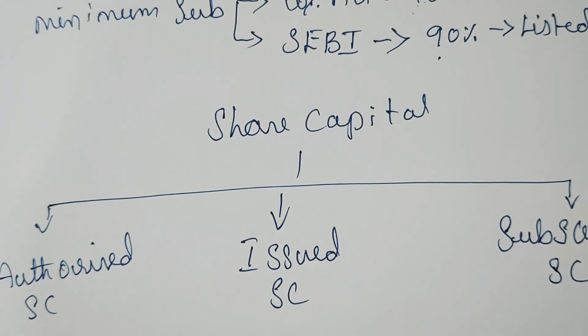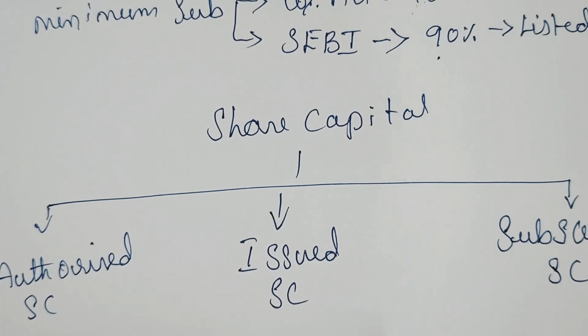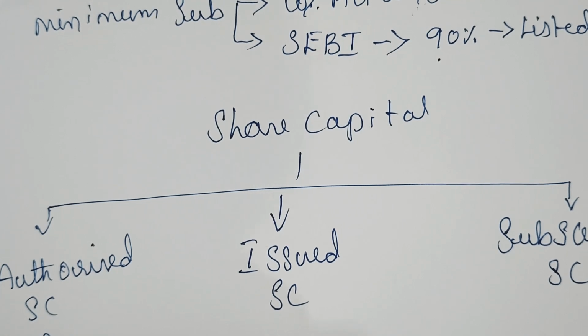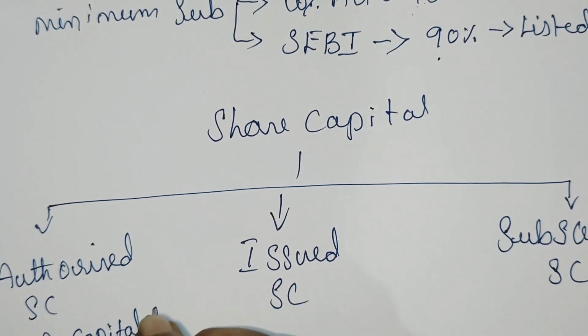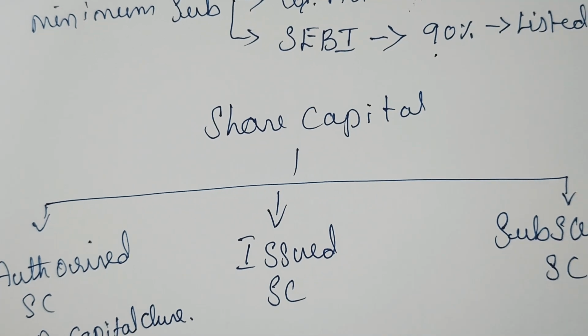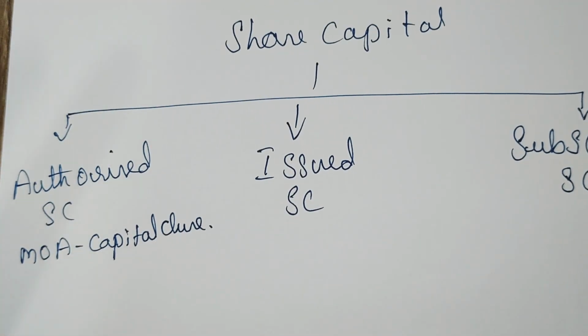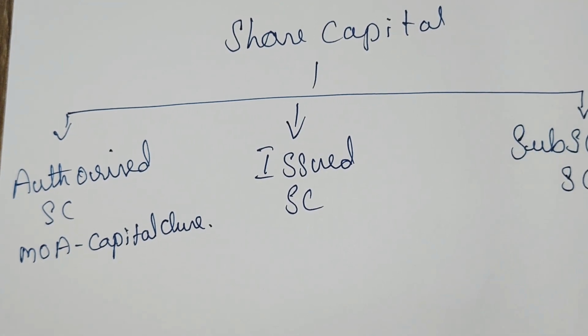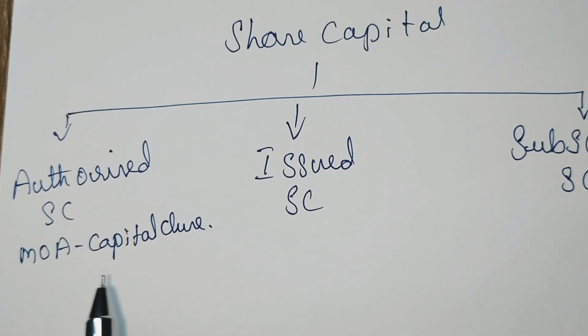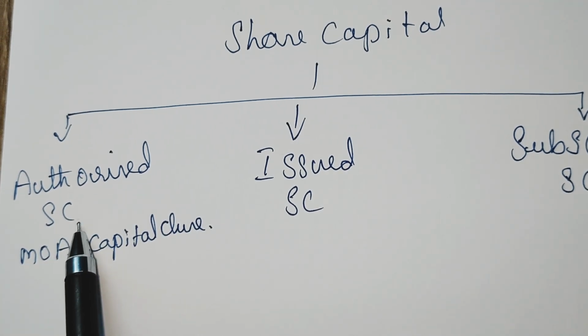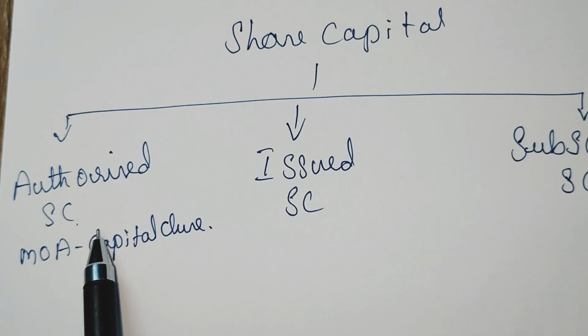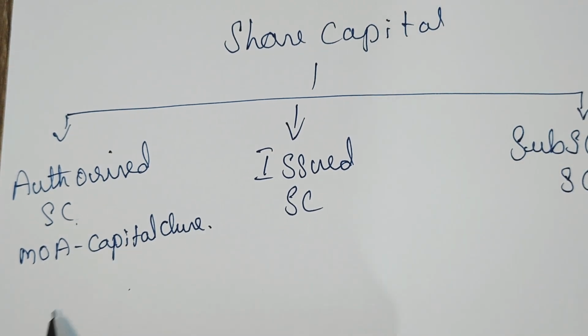Authorized share capital will be mentioned in the memorandum of association under the capital clause. This is also called registered capital. At the time of registration of the company, they need to mention the shares they are going to issue in future. That is the authorized share capital. In the balance sheet, we record authorized share capital, but we do not consider it for the totaling. You need to remember that.